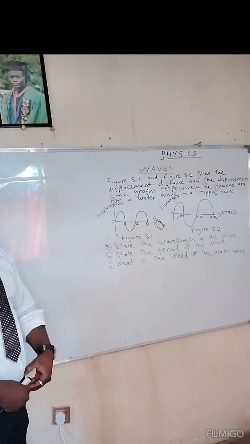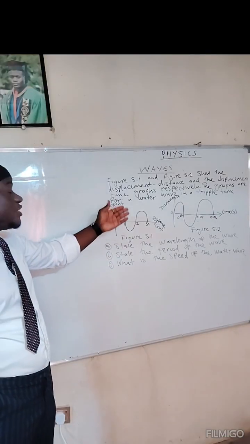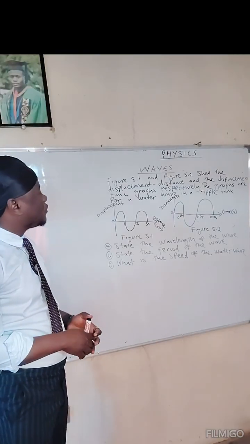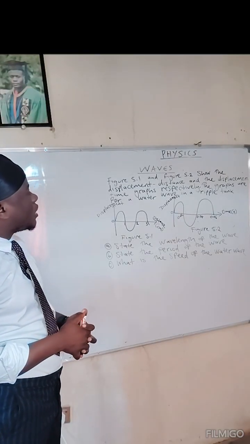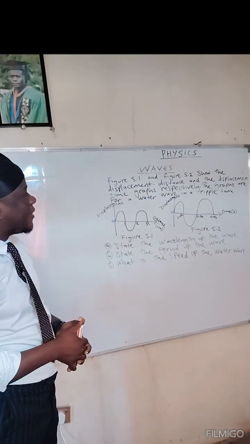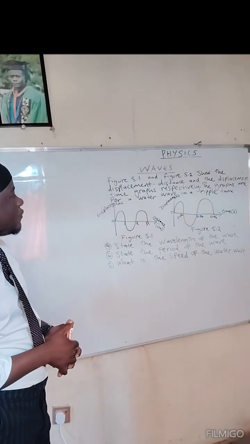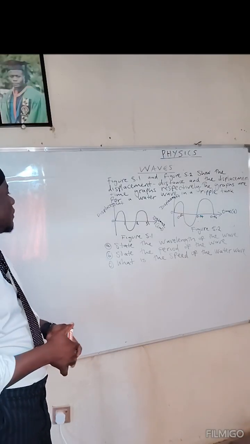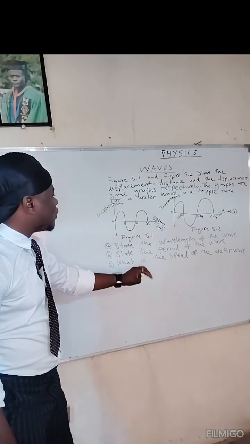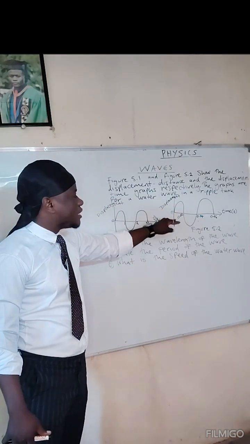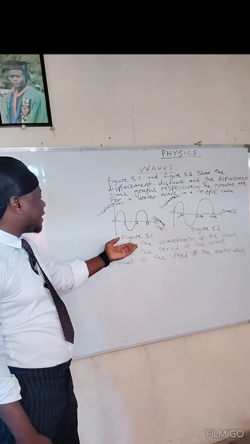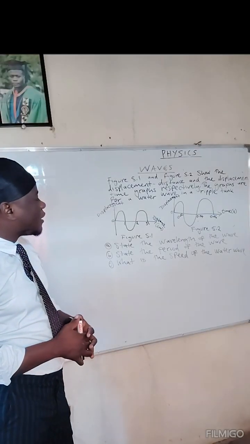So today we have a question on waves, which reads: Figure 5.1 and Figure 5.2 show the displacement-distance and the displacement-time graphs respectively. The graphs are for a water wave in a ripple tank. So we have this one here which has displacement and what? Distance. Then we also have this one here which has displacement and time. So now the question here is saying, state the wavelength of the wave.